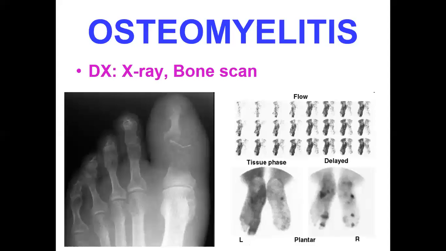So these are the X-rays and bone scan showing osteomyelitis. So diagnosis of any bone disease requires X-rays, bone scan, MRI, then histopathology.